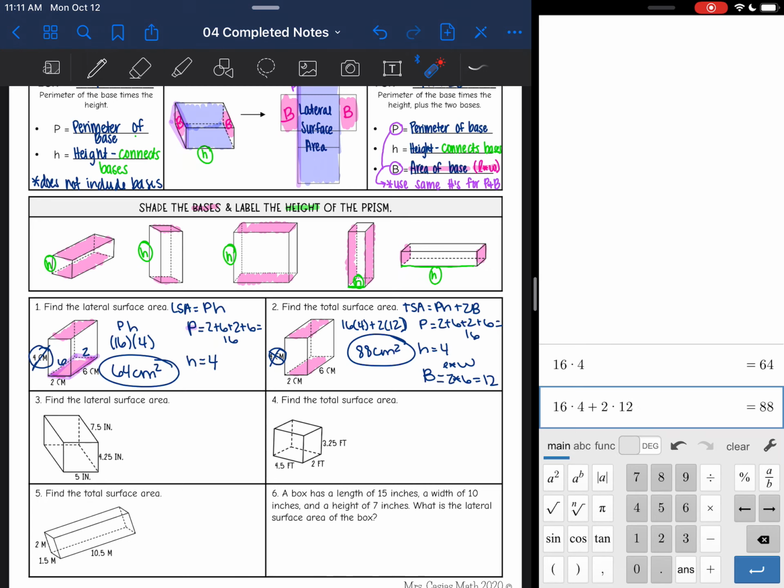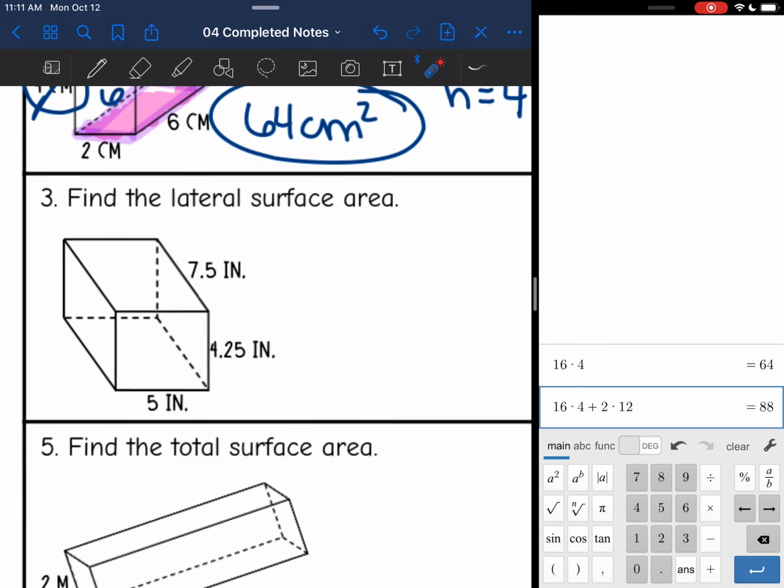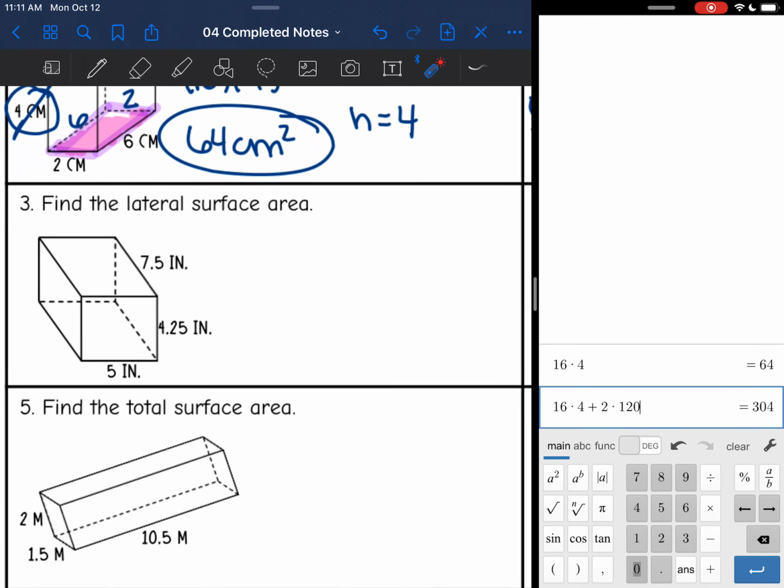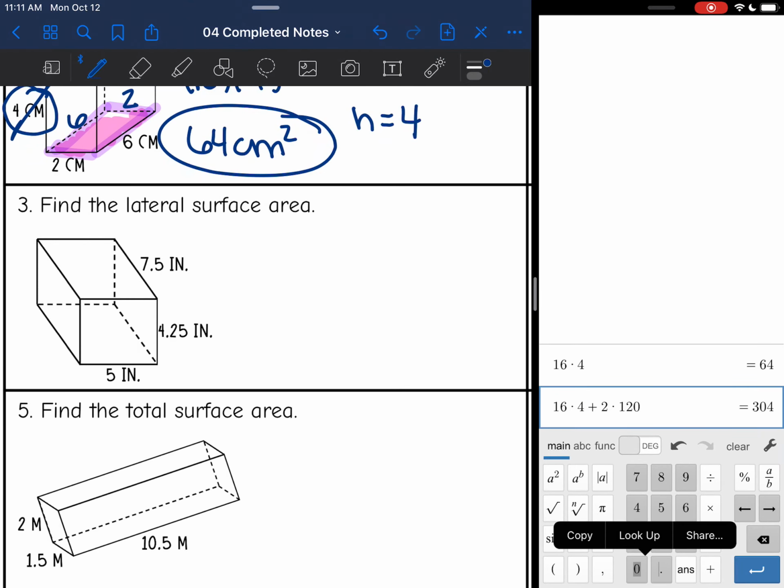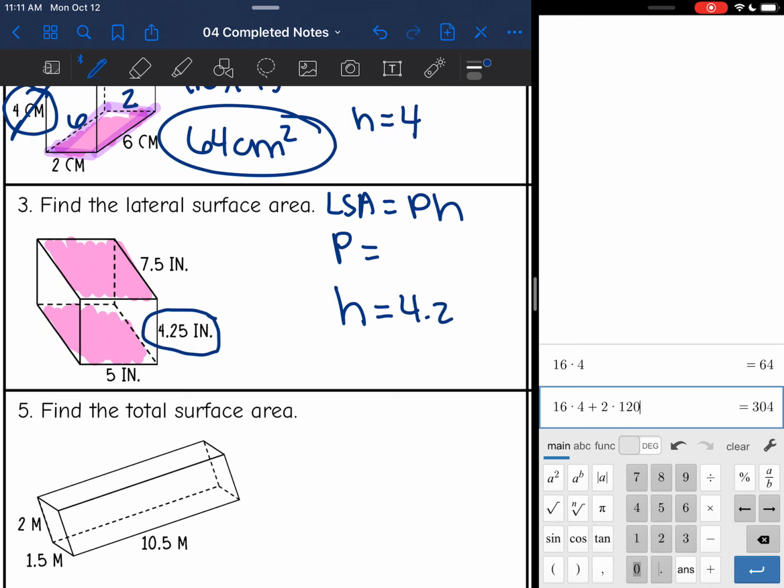Okay, let's look at some different shapes. Number 3, I'm going to find the lateral surface area. So I will be finding perimeter of the base times the height. So I will need capital P and I will need H. So I need to identify my base and the height. I'm going to use the top and the bottom as the bases, which makes 4.25 my height. So I'm going to write down 4.25 for the height and then cross it out because I'm not using it again.